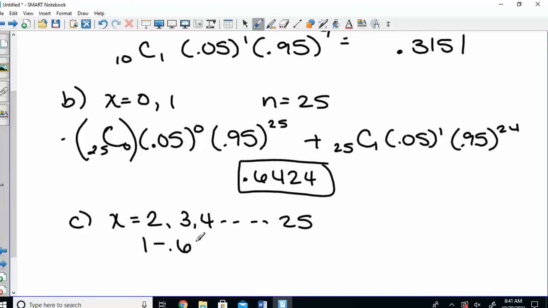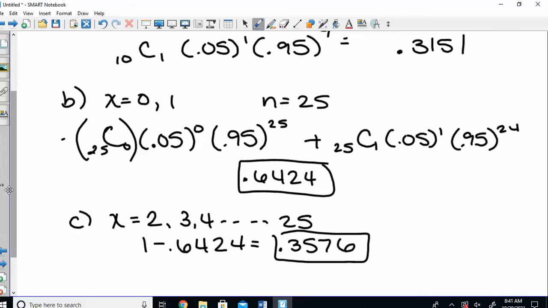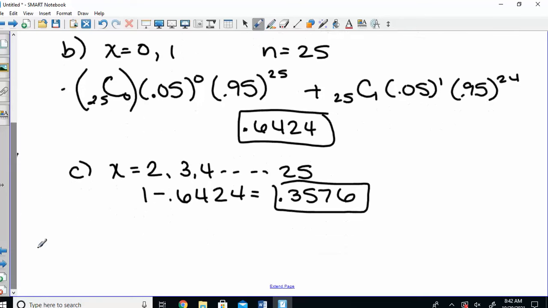Do you want to calculate all of those? No. What's the faster way? Part B is just the complement of this. So we get 0.3576. I'm probably going to do something like that somewhere in your test, just checking if you're paying attention to your complements. It saves you a lot of time, so you don't have to recalculate everything. Is everybody with me on that one? Know where I got those numbers?